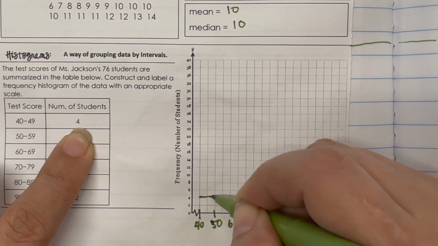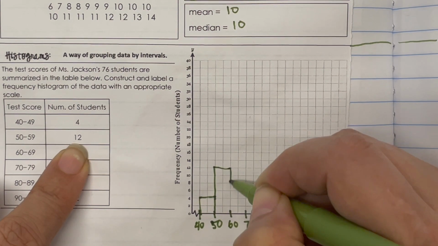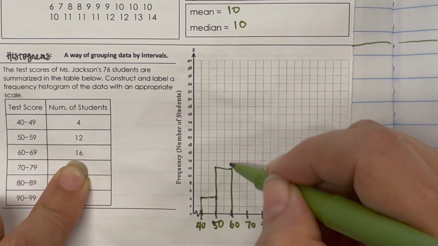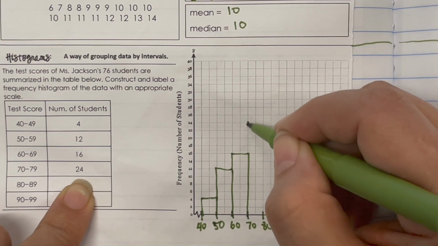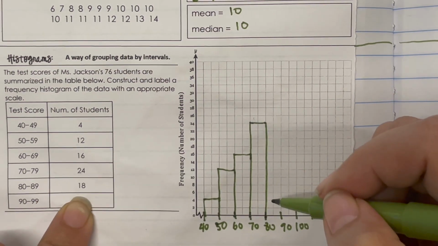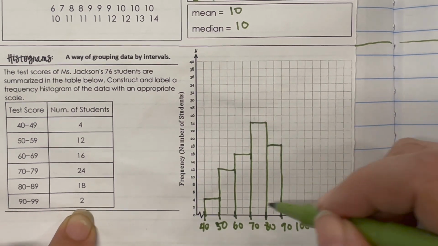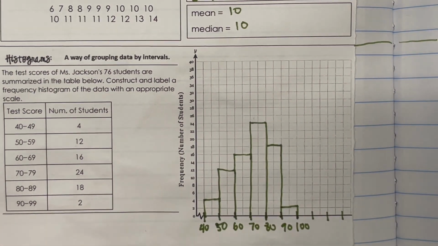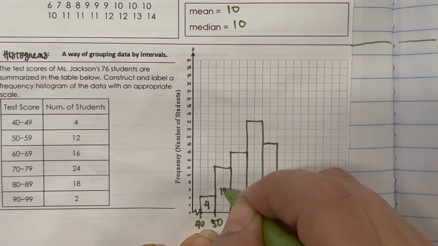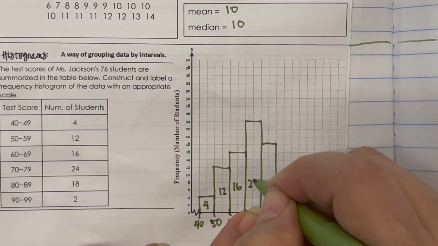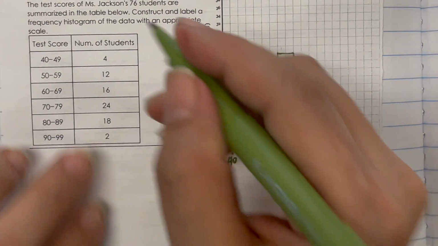So I got 4 values between 40 and 50. I've got 12 values between 50 and 60. So I just got the numbers. So I go to 16 between 60 and 70. I go to 24 between 70 and 80. I go to 18, so I come back down between 80 and 90. And then I go to 2 between 90 and 100. So what that means is there are 4 scores between 40 and 50, 12 between 50 and 60, and so on. It's just a way of simplifying a lot of data.